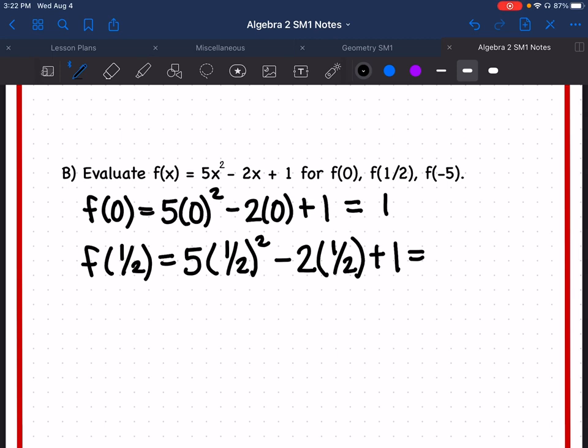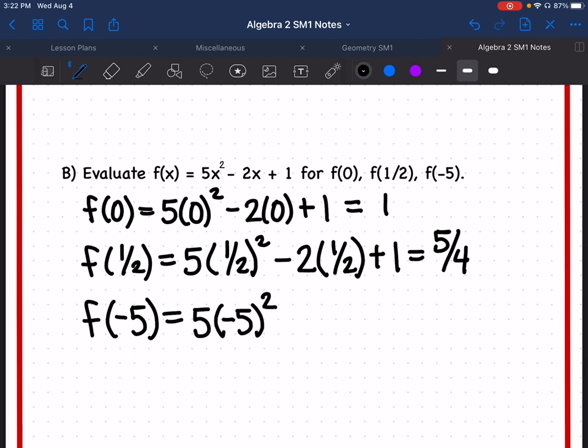Squared minus 2 times 1/2 plus 1. I got a fraction. So I can leave it like that, or I could change it to a decimal if I choose. And my last one, now take a look at how I put in the negative 5. Notice how I'm placing it inside the parentheses. When I go into my calculator, I'm going to be doing the same thing.